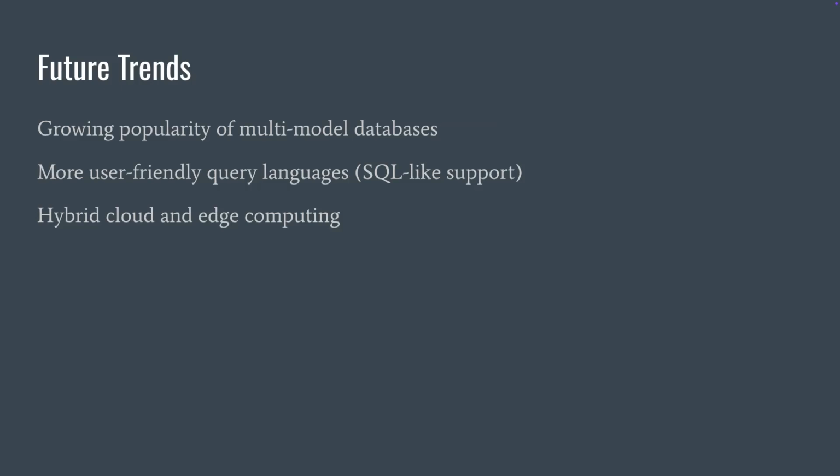Future trends. Let's look ahead at some future trends and summarize what we've learned. First is multi-model databases, and the lines between different database types are blurring. So some databases offer document, key value, and graph capabilities all within a single engine. And this gives developers more flexibility without needing multiple systems.